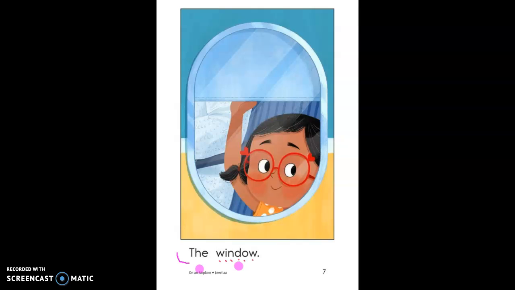Scholars, can you show me with your fingers holding up how many letters are in the word window? I see lots of people with 6 fingers up. Good job, scholars. There are 6 letters in the word window. Great job.